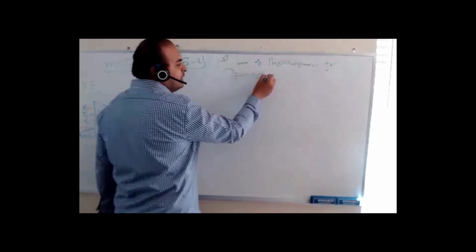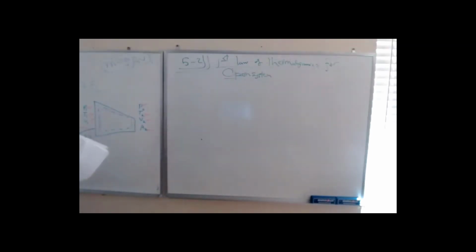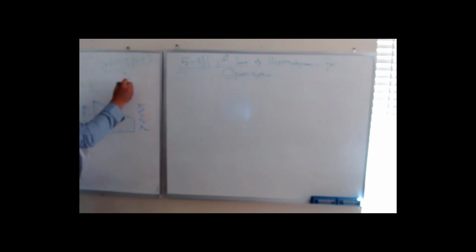In Chapter 4, we had the first law of thermodynamics for closed systems, like a rigid tank and a piston cylinder. A closed system means no mass can cross the system boundary. It was simply Q minus W equals delta U. Remember, guys, this is the first law of thermodynamics for closed systems.